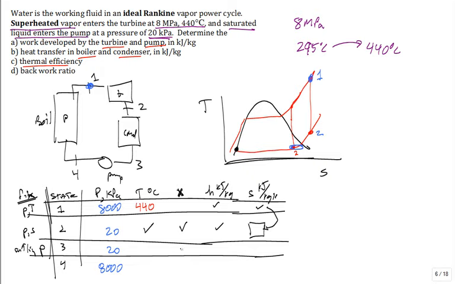So the quality is 0. It's saturated liquid. So I can look up Tsat at 20 kilopascal. I can look up HF and SF at that low pressure. Should I write those out? Is that helpful if I say this is SF and this is HF at that low pressure, and this is Tsat?